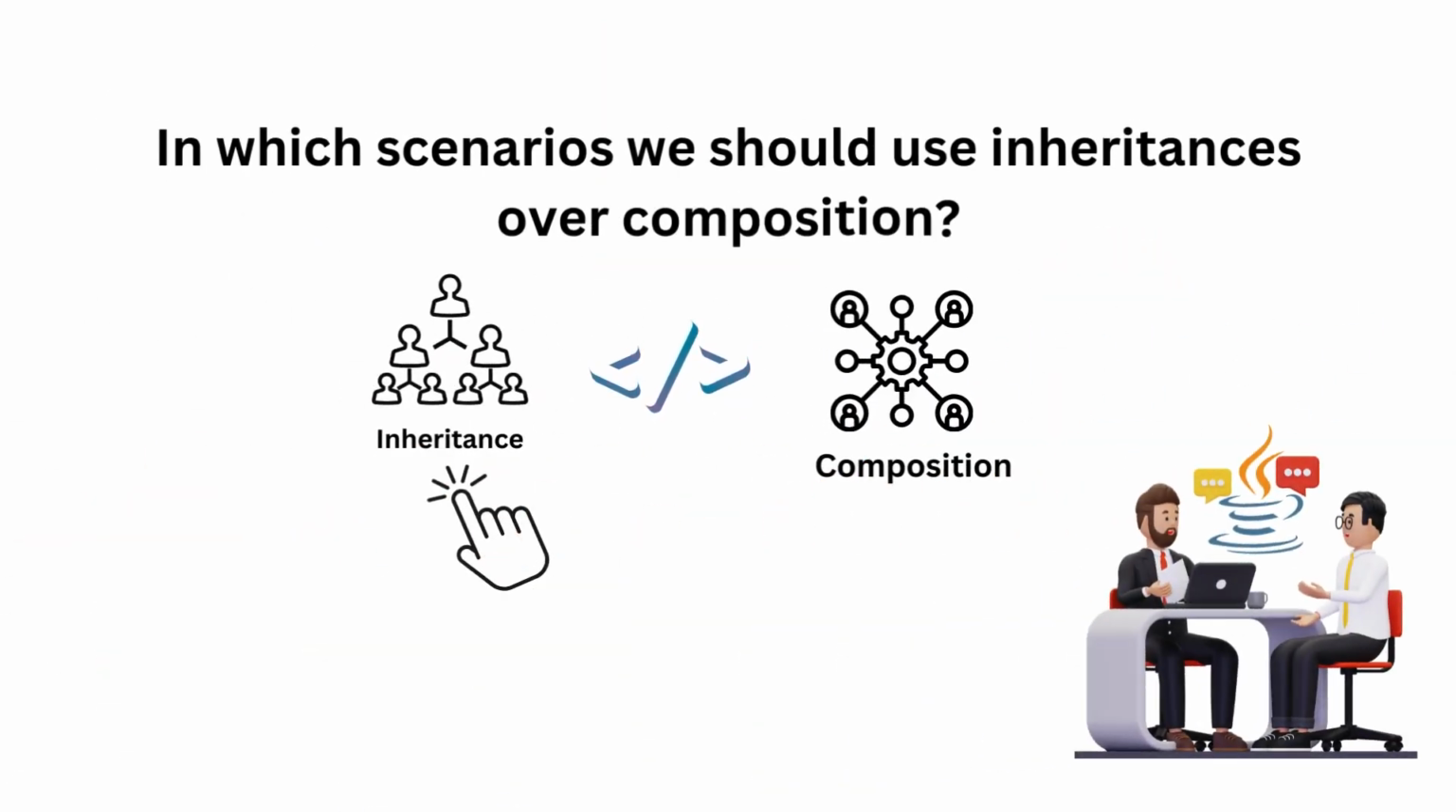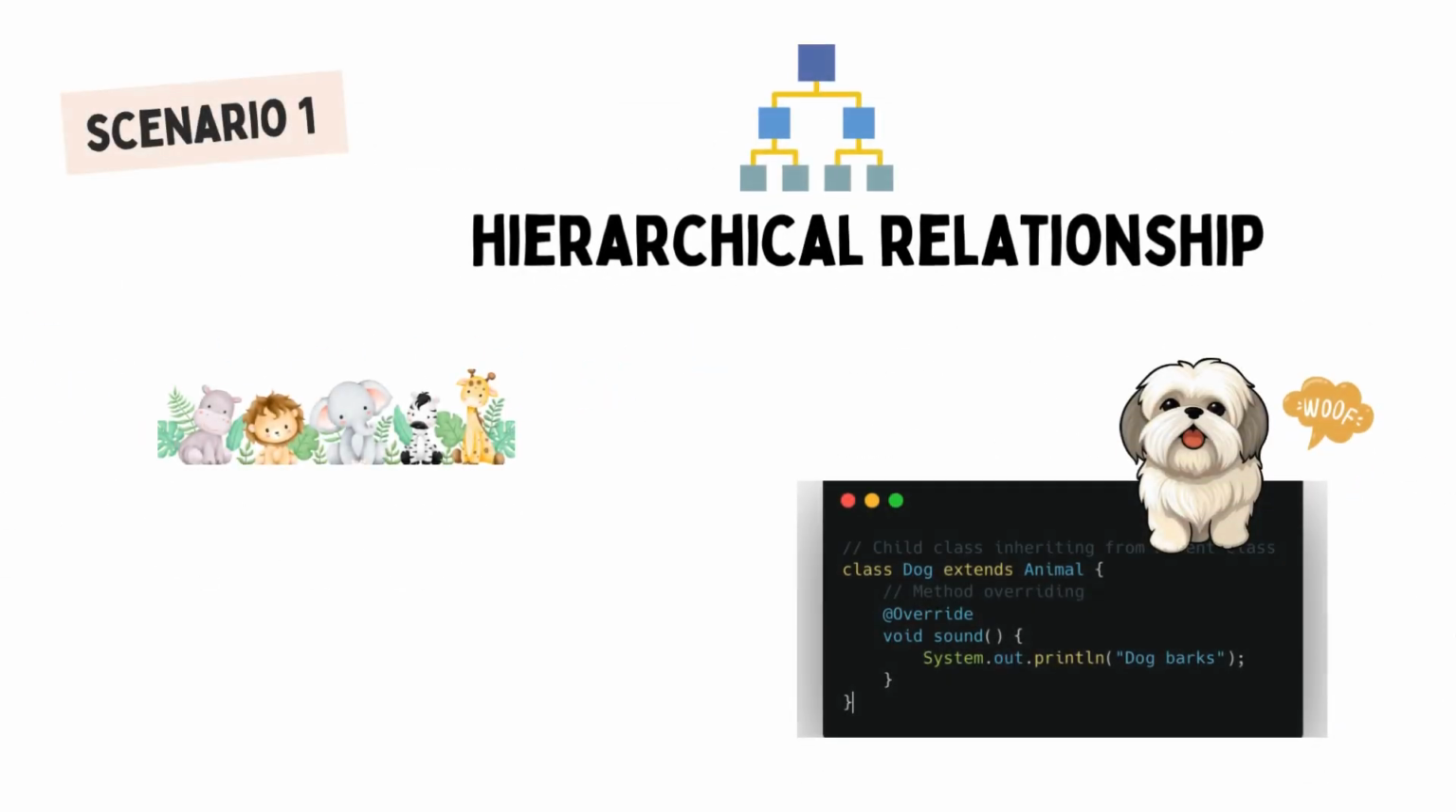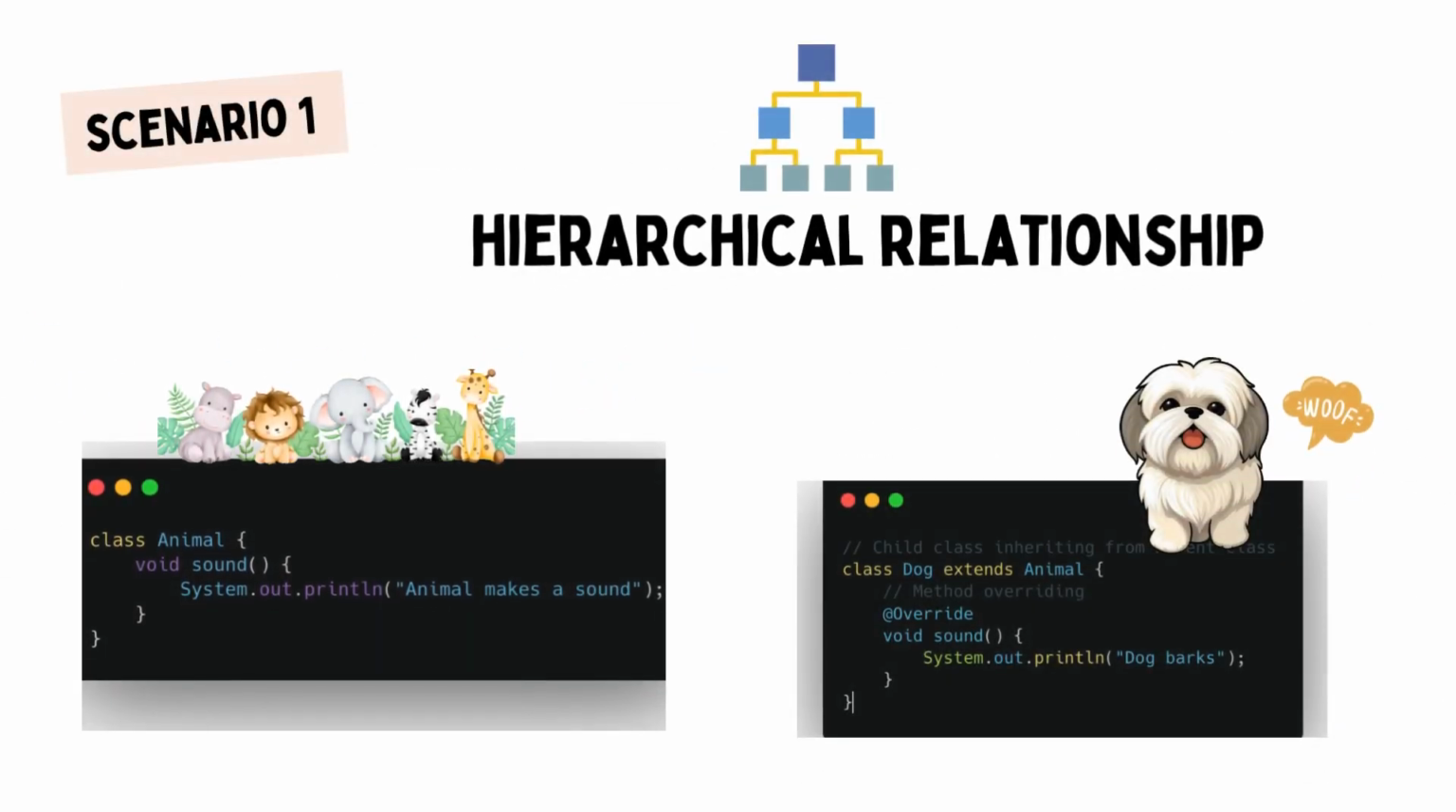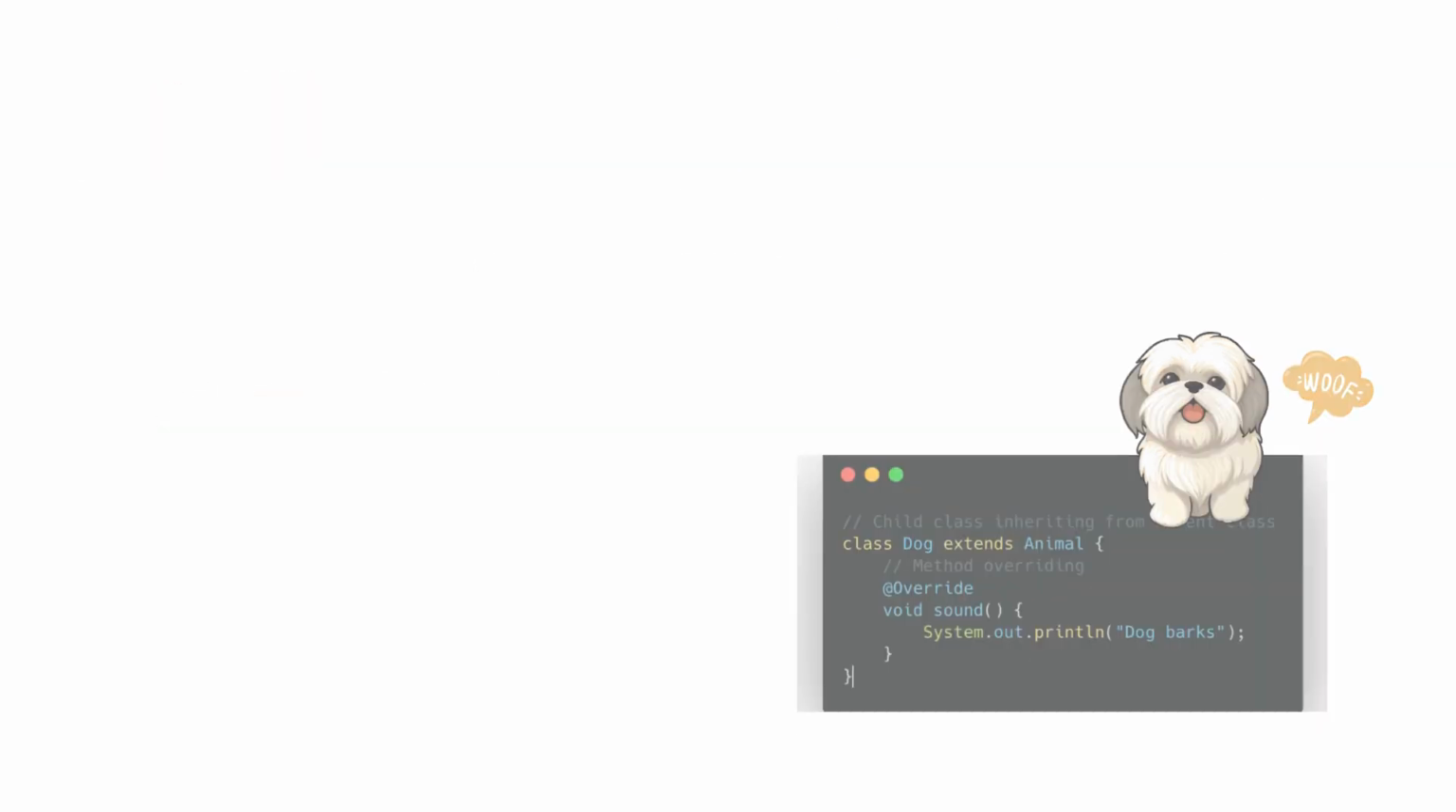In which scenarios should we use inheritance over composition? Scenario 1. When there is a clear hierarchical relationship between classes and the subclass is a superclass. For example, a dog is an animal.